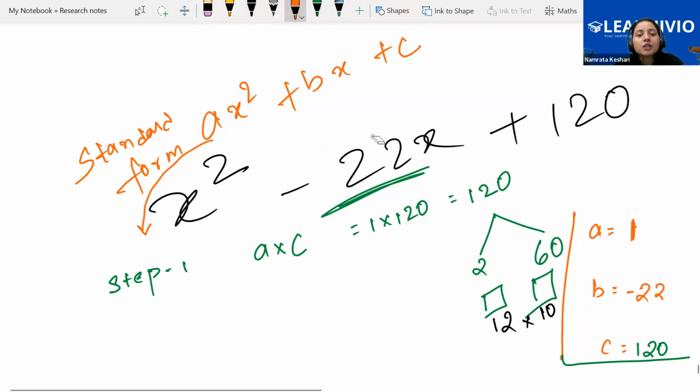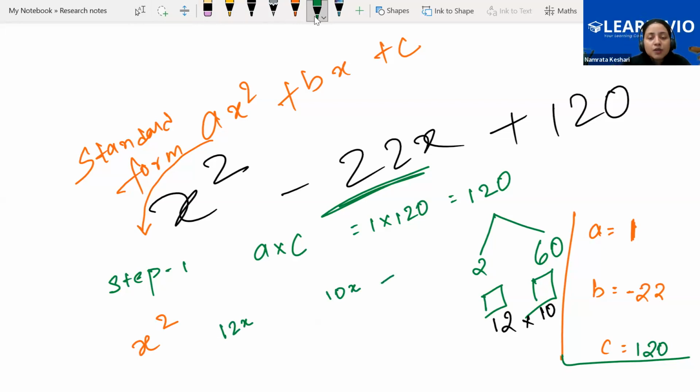So this possibility only we are going to take over here. So x square we are having, then minus 22. At the place of minus 22, forget about the sign for now. We are going to write one as 12, another as 10. 12x will be there and 10x will be there because 22x is there. And then plus 120 is there.